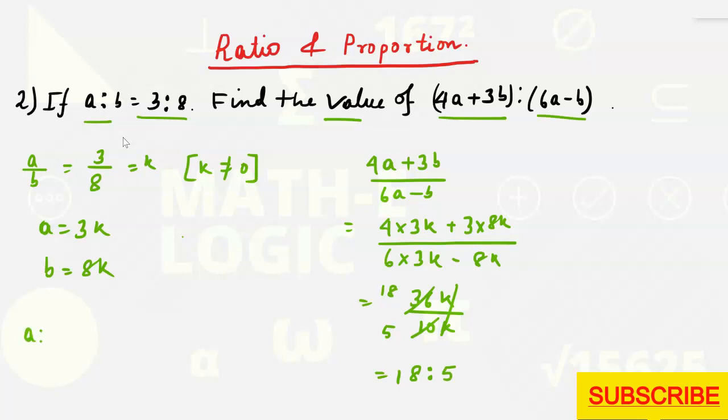Now you have to try one question. If a is to b equals 5 is to 7, then you have to find the value of 3a minus 4b is to 5a minus 7b. Solve it and comment your answer. Okay.